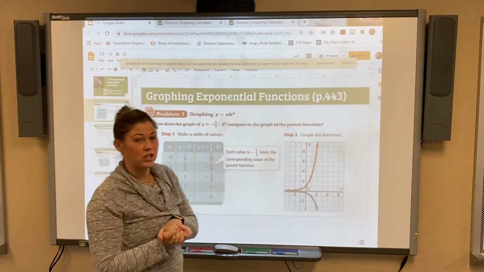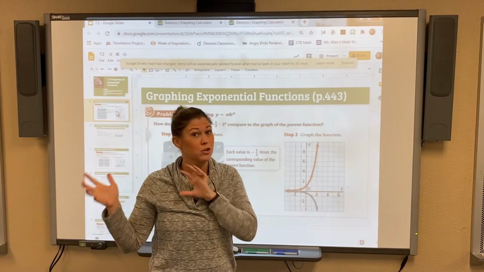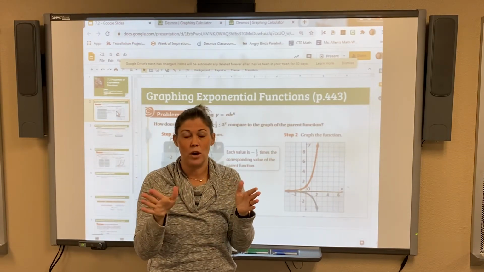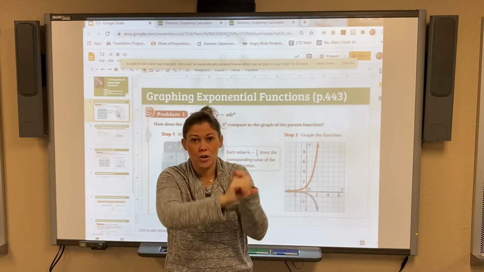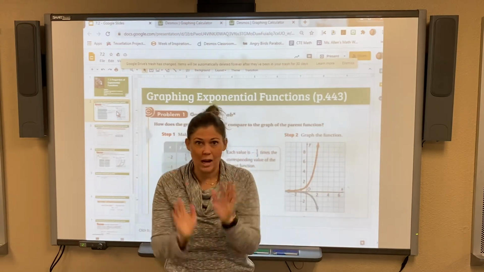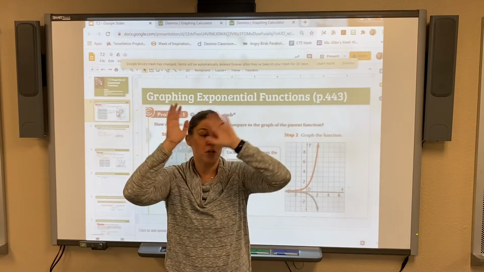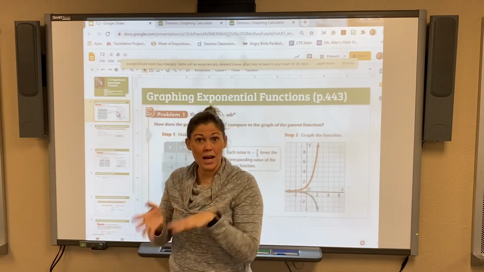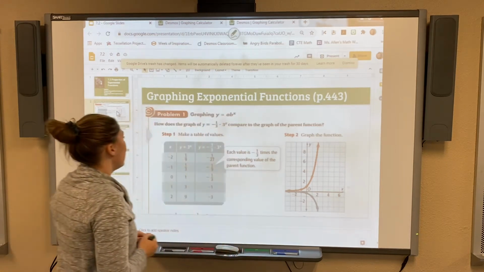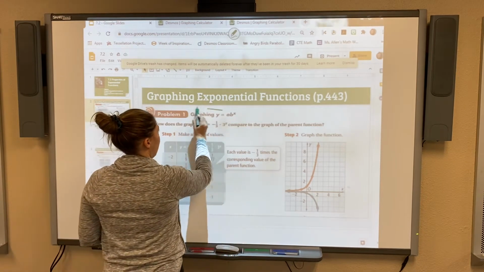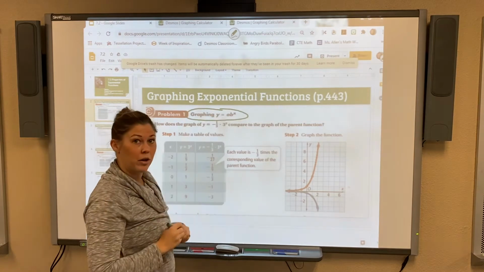Graphing exponential functions. So we're going to expand on this a little bit. It was introduced yesterday. We're going to expand a little bit more. We are going to be using characteristics that we've used in quadratics, polynomials, square root functions, and absolute value functions. We're going to be using these characteristics and applying them to exponential functions. So we have graphing y equals a times b to the x power, okay?